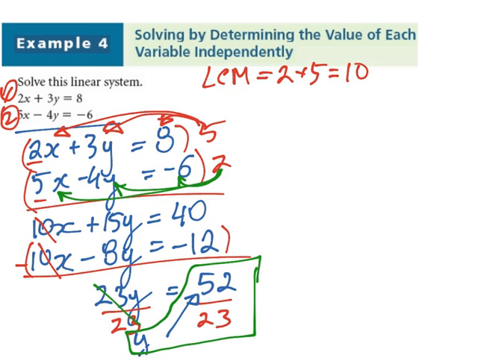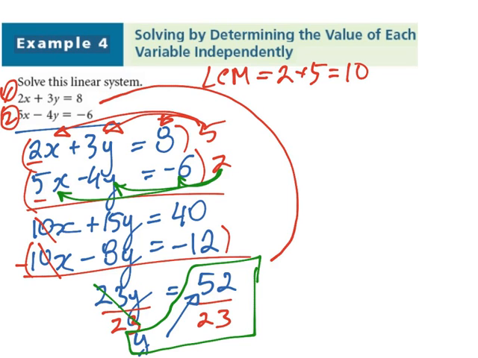Now, the typical procedure is to plug the value of y, 52 over 23, back into one of the equations and solve for the x value. Now, 52 over 23 is a hard fraction. It's difficult to do. Wouldn't there be a better way to solve this question? And the answer is, of course there is.